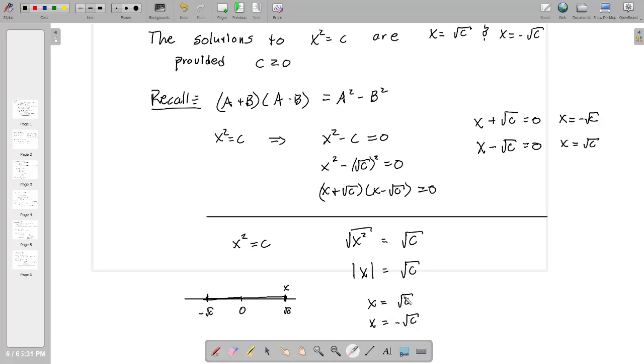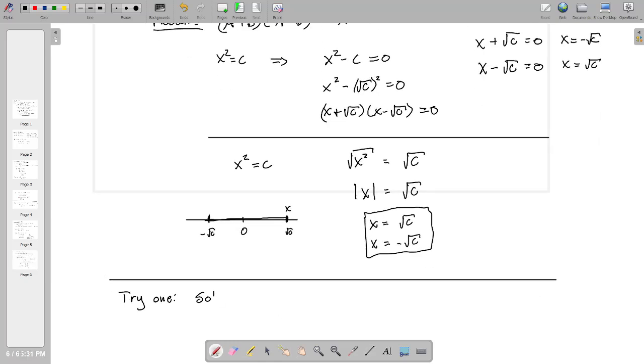Further notice that if we plug in a square root of c into the absolute value bars, we get the square root of c. If we plug in a negative square root of c into the absolute value bars, we also get the square root of c. So we can see that both of these equations are actually true. Thus, they're both solutions to the equation itself.